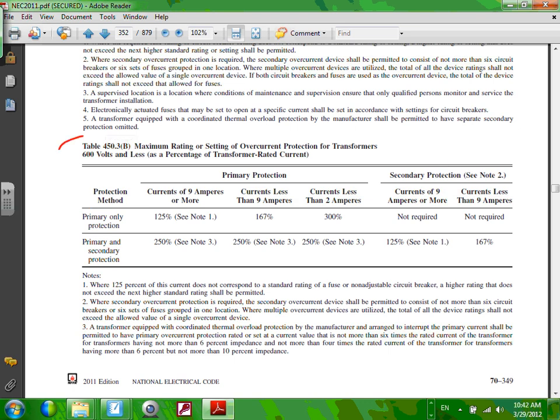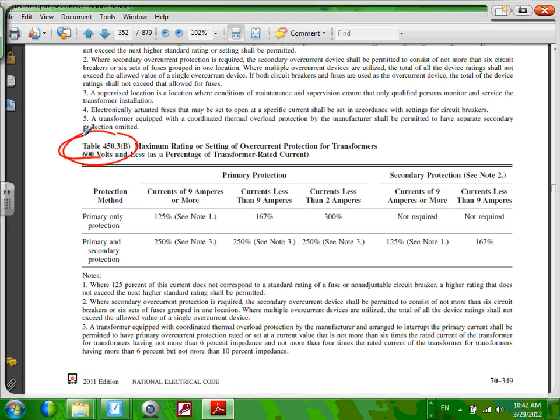450.3b, guys, is that baby right here. And I have primary, and I have my secondary, very important. So I have primary only protection, primary and secondary. I'm using primary and secondary protection because I have fuse on the primary and fuse on the secondary. Here's my multiplier because my amps are current. My primary current is more. Can you guys see the word more than 9 amps?